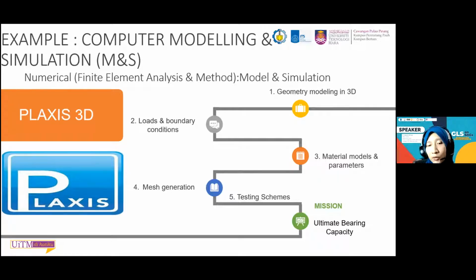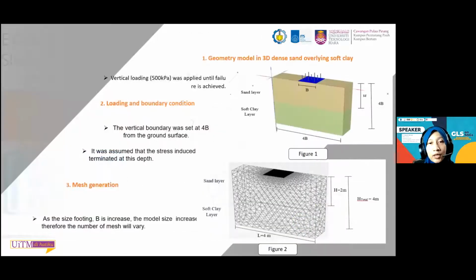Okay, so I want to show the power of computer modeling and simulations in our education or in our life, for example. So for this one, I'm using Plaxis 3D as the computer software tool. Okay, this is a similar process involved in computer modeling and simulation, which shows you that the first step is setting up the model by drawing the geometry model in 3D, then sand overlaying soft clay. So my hypothesis, my assumption, is that the bottom layer is a very weak soil. So we can expect what the ultimate bearing capacity will be on top of the sand layer.